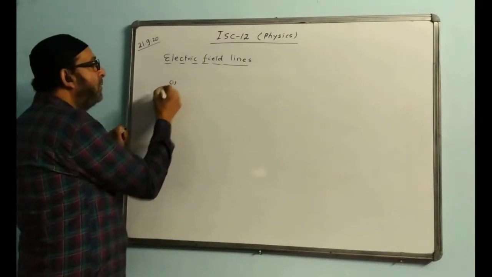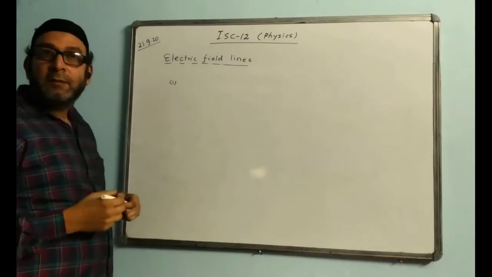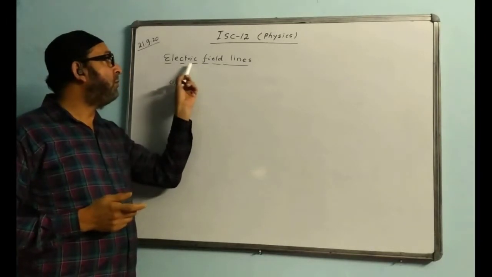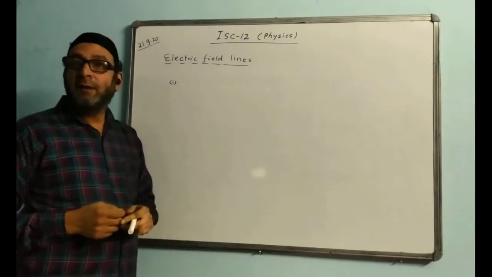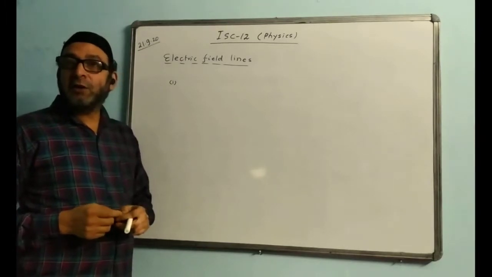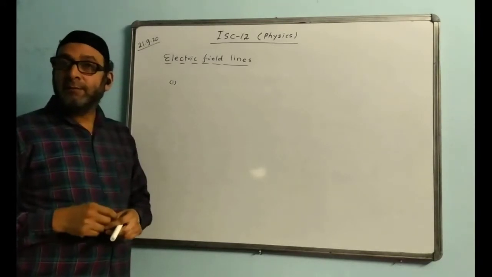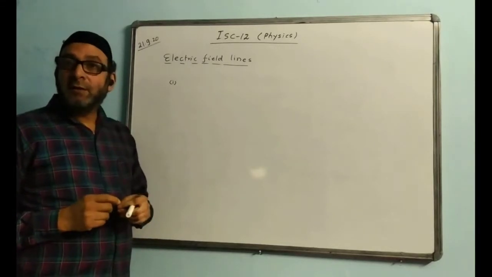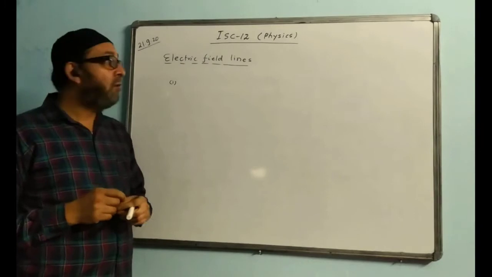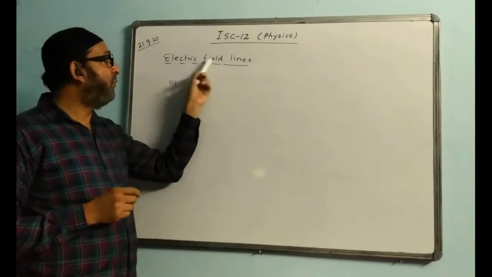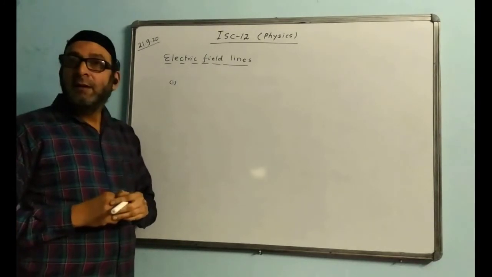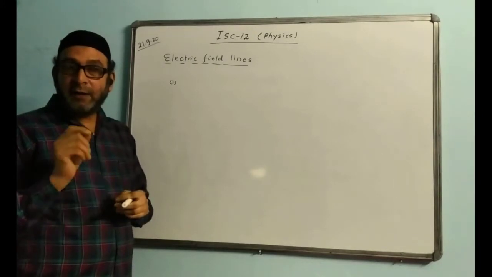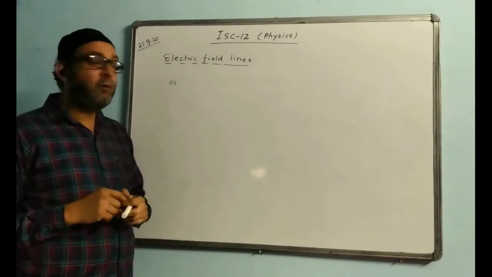Number one, the tangent to any point on the electric field lines gives the direction of electric field at that point. Once again I repeat, the tangent to any point of the field lines determines the direction of electric field at that point. That is the first property.